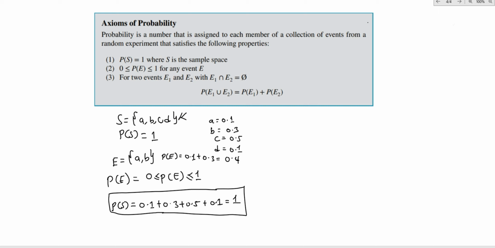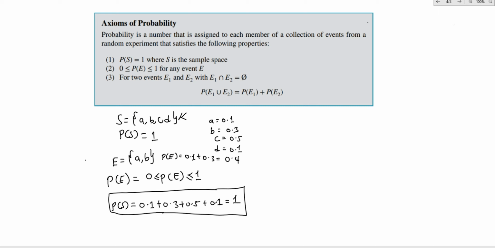And then the first axiom is saying that when you sum up the outcomes in the sample space, we should get a value of 1. And then for any event in the sample space, its probability should be greater than or equal to 0 and less than or equal to 1.